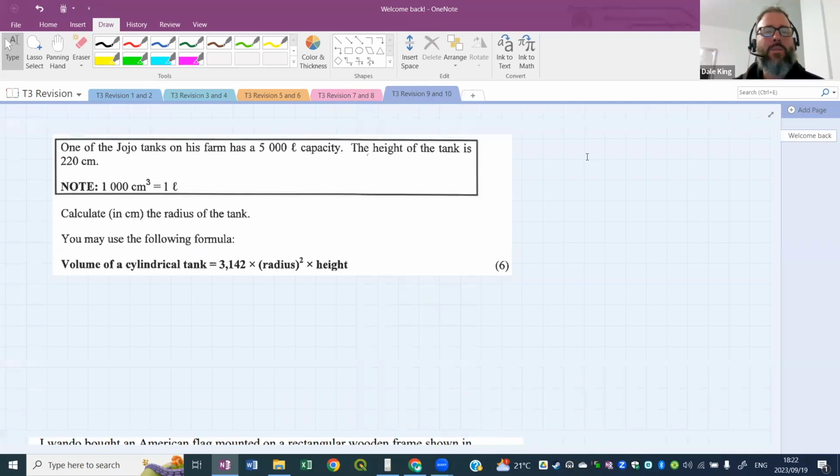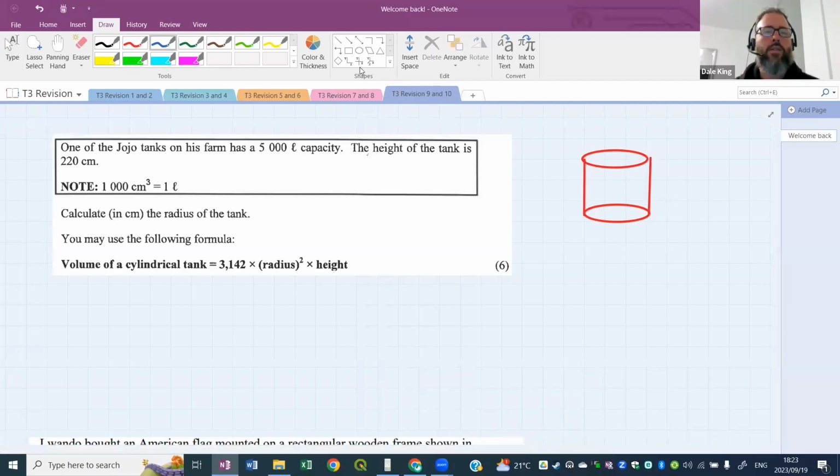Calculate in centimeters the radius of the tank. You may use the following formula. Now, let's do this. All right, let's draw us a little tank. Okay, so we're drawing a little JoJo tank here. All right, so there's our JoJo tank.